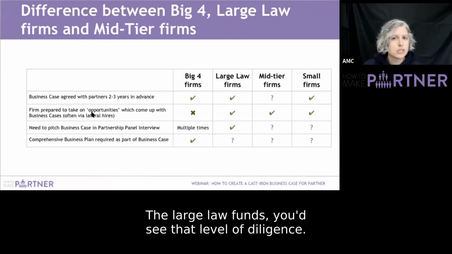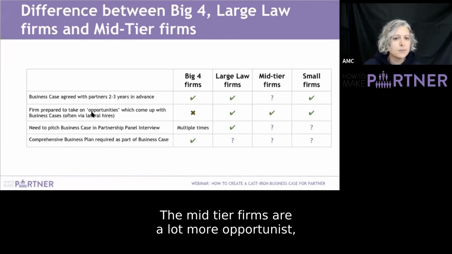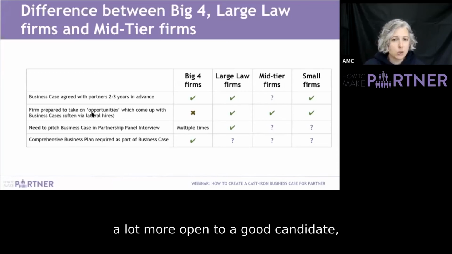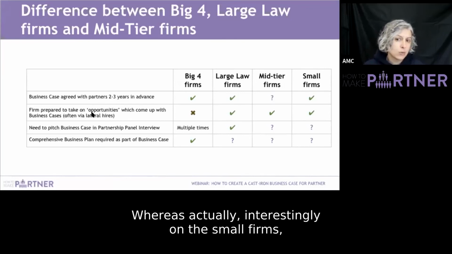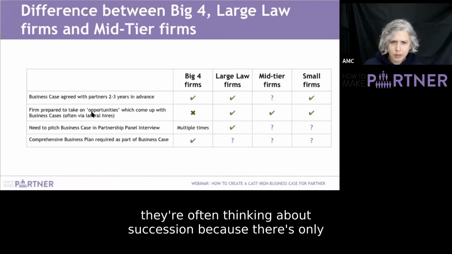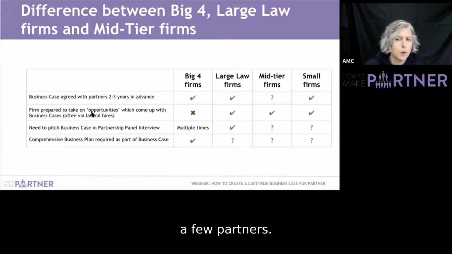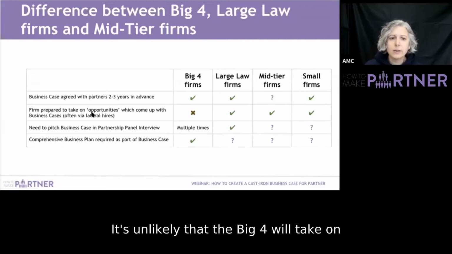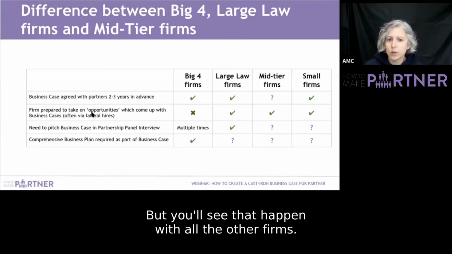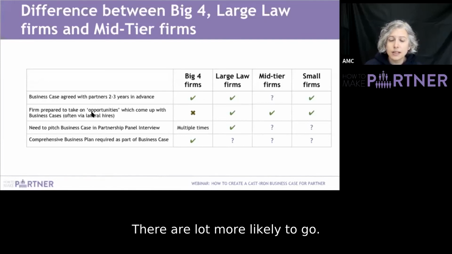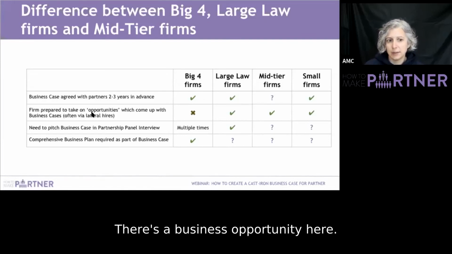The large law firms, you'd see that level of diligence. The mid-tier firms are a lot more opportunist, a lot more open to a good candidate wanting to move firms that will bring a following through. Whereas interestingly, on the small firms, they're often thinking about succession, because there's only a few partners, a lot earlier. Now, as I said, very often it's unlikely that the big four will take on an opportunist hire, but you'll see that happen with all the other firms. They're a lot more likely to go, there's a business opportunity here.